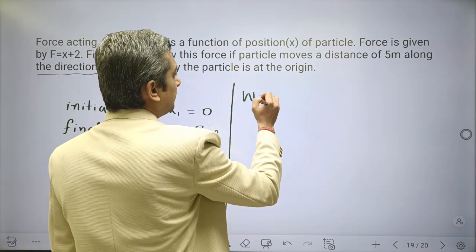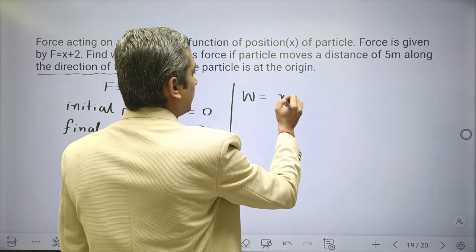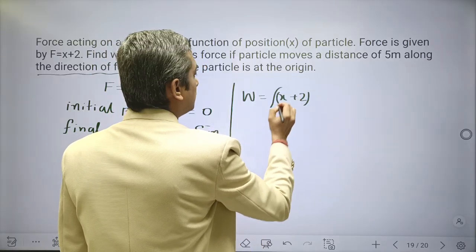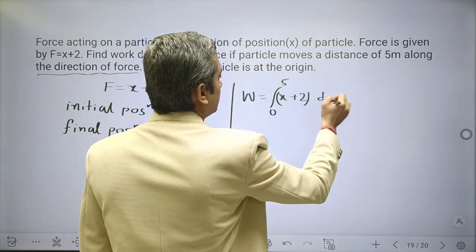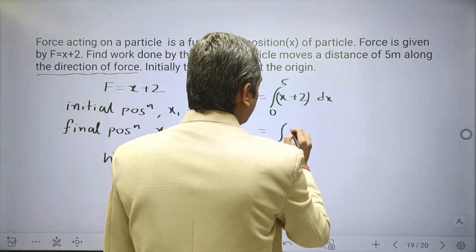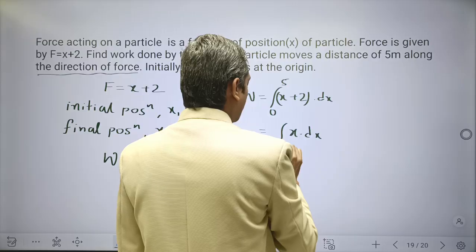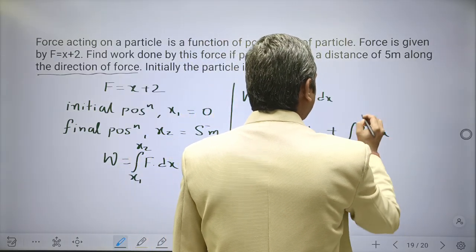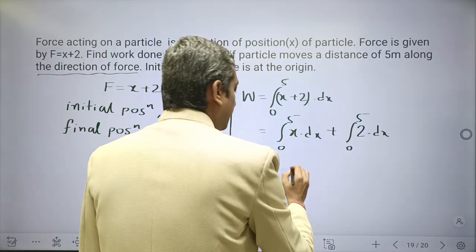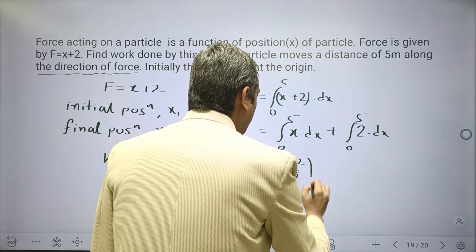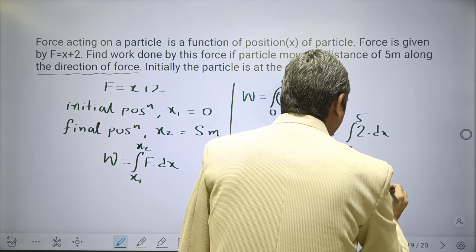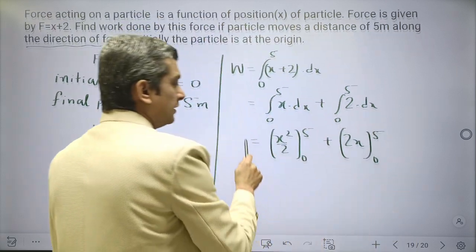So work done is given by, write the expression of force, that is x plus 2, and the limit is from 0 to 5. So integrate this. So this will be integral of x dx from 0 to 5 plus integral of 2 dx from 0 to 5. Integrating this, we get x square by 2, 0 to 5, plus 2x, 0 to 5, isn't it?